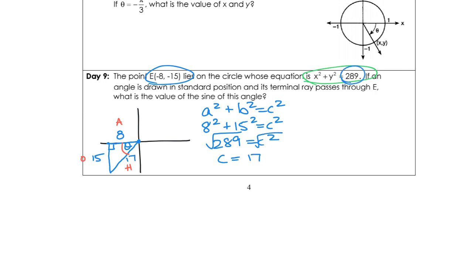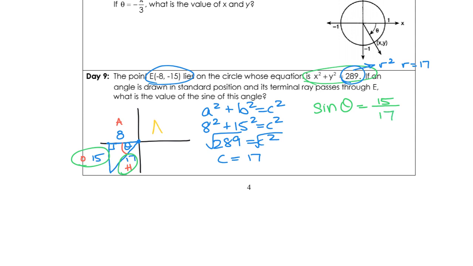All right, see that 289? That's the radius squared. And so the radius would have to be the square root of 289, which is 17, which actually ends up being our hypotenuse. All right, so they want to know what the sine of that angle is. So we'll go ahead and do sine theta equals our opposite side, which is 15, over our hypotenuse side, which is 17.